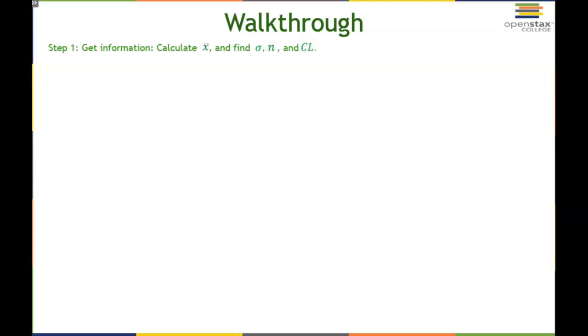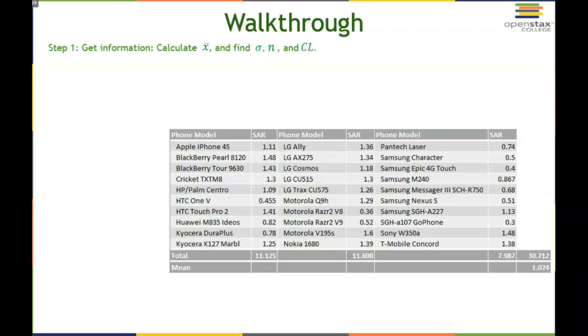So adding all of our data up, I just used Excel. I threw it into Excel and made Excel add it all up. I got 30.712, and then divided by the n of 30, I get our average of 1.024. Our sigma is given to us as 0.337. Our n was 30 values, and our confidence level is 0.98.